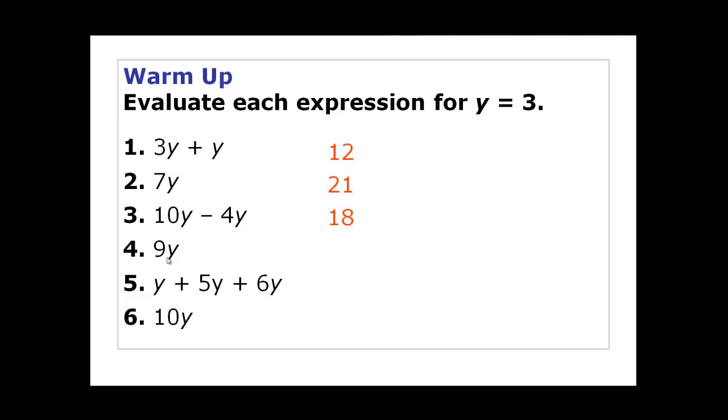Next, 9 multiplied by y. So 9 multiplied by 3 will be 27. Then y is 3, so 3 plus 5 multiplied by 3 is 15, plus 6 multiplied by 3 is 18. So it will be 36. And 10 multiplied by 3 is 30. Let's start.